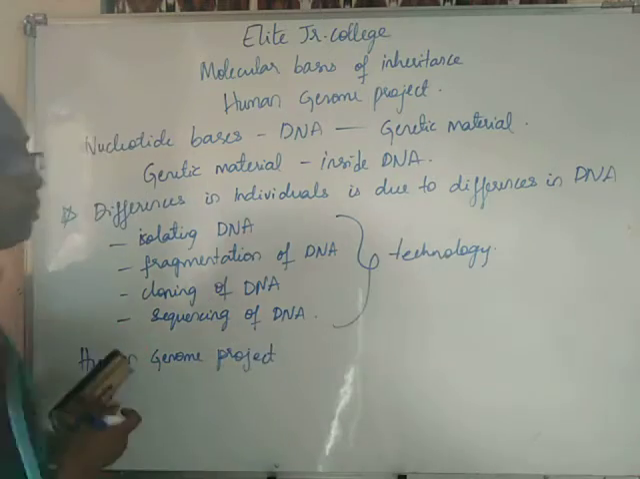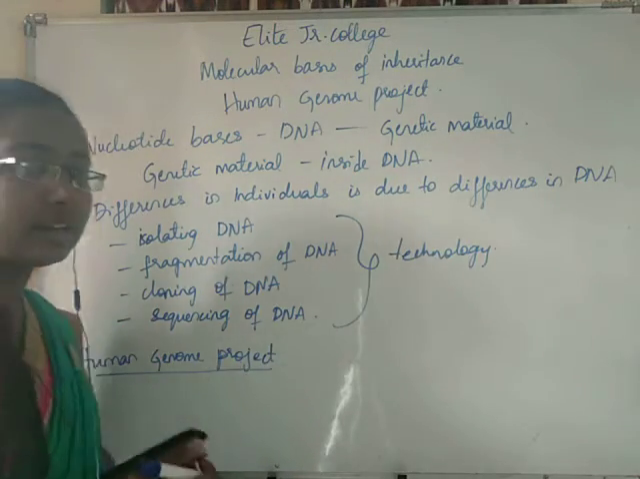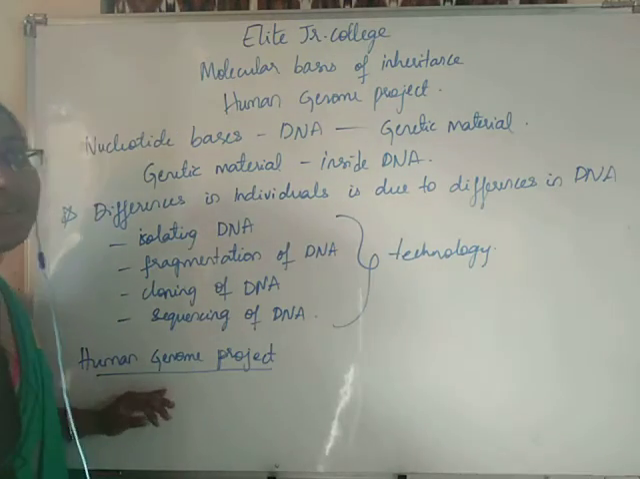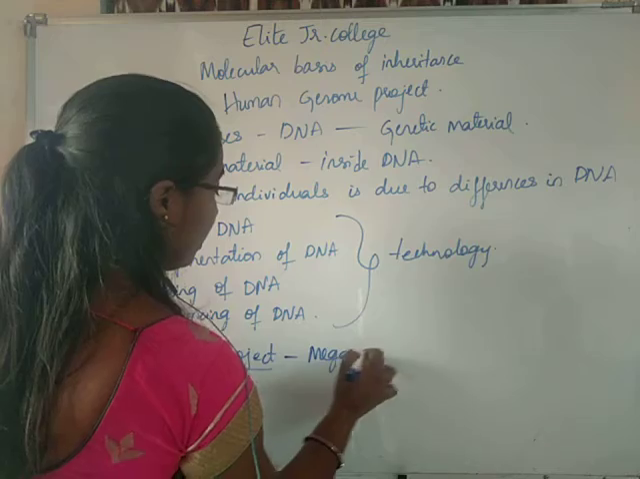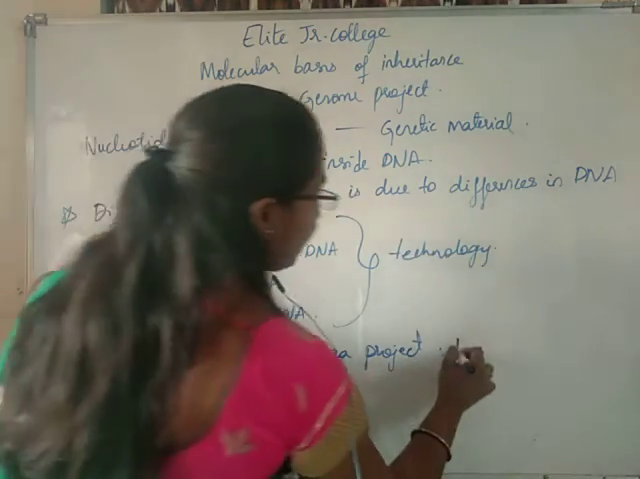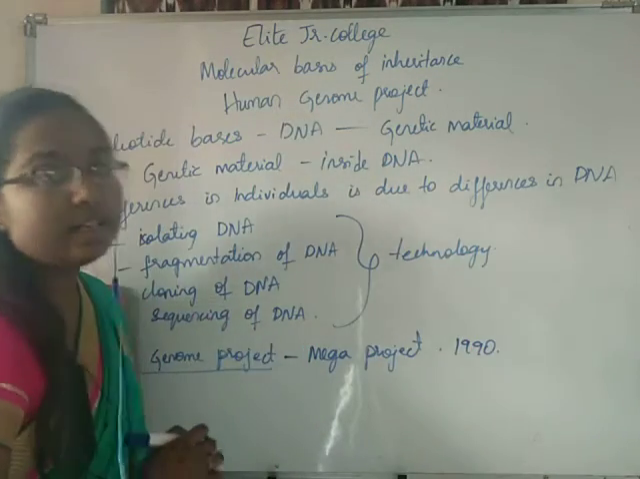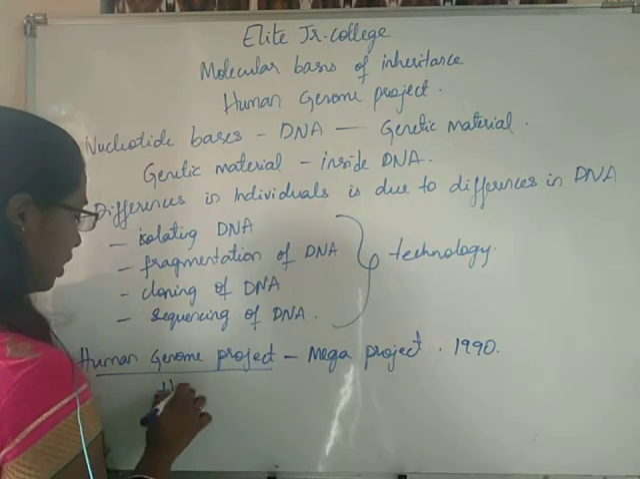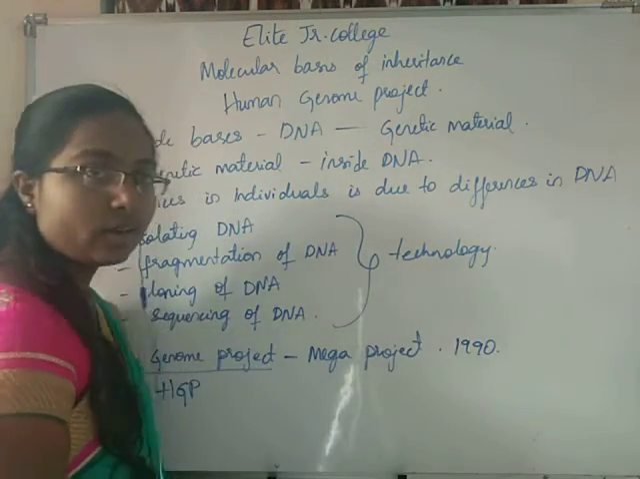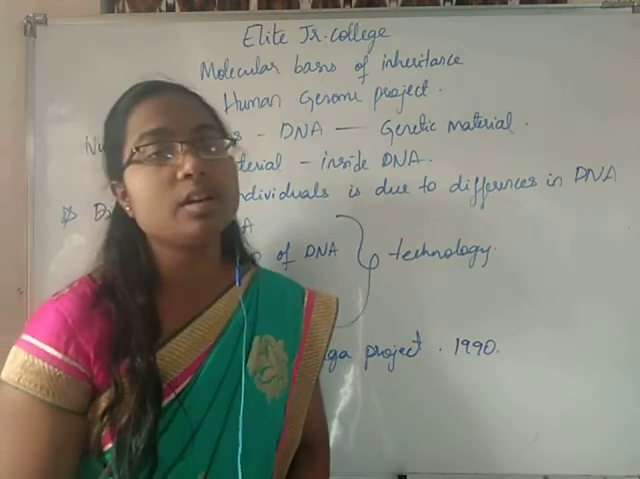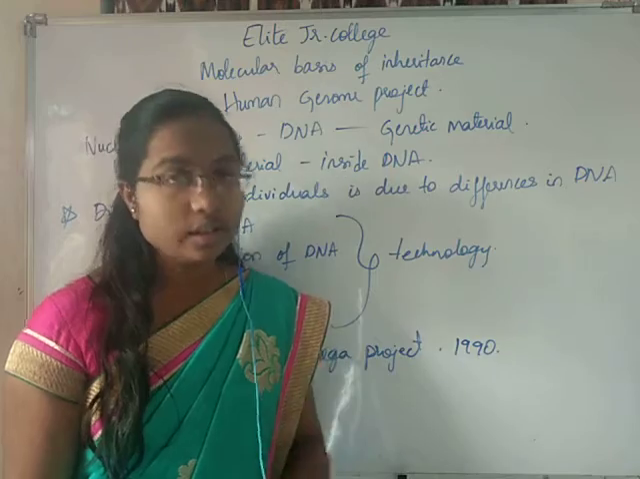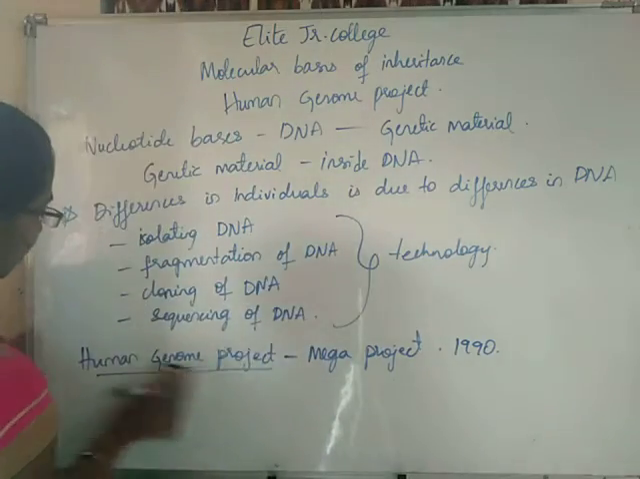It's a very big project, students. The human genome project arose after the development of all these different technologies. It is called a mega project, which started in 1990. The human genome project is simply called HGP. In today's class, we are going to learn different aspects related to the human genome project. So let us learn about the human genome project.